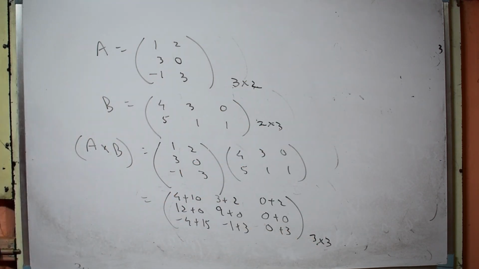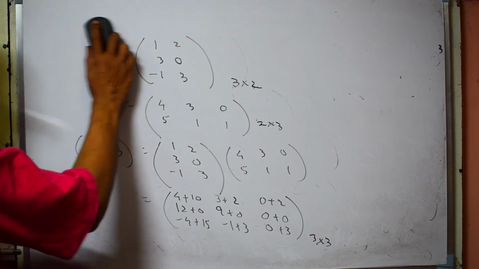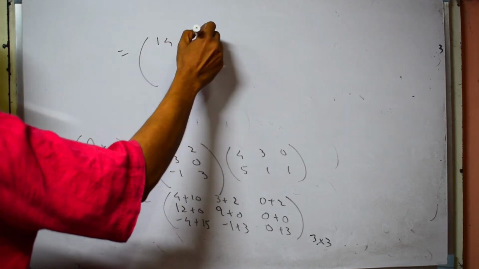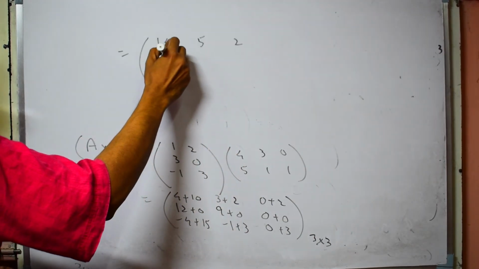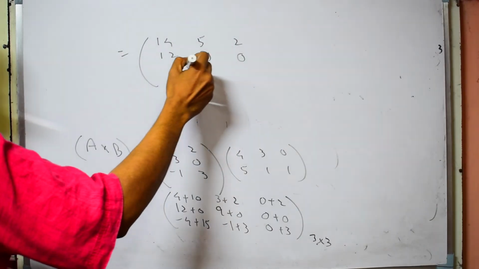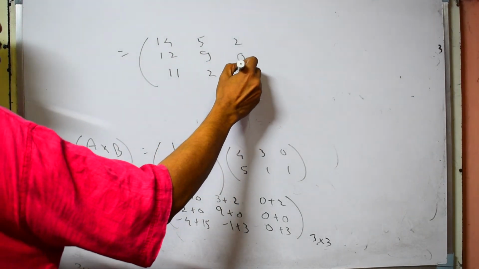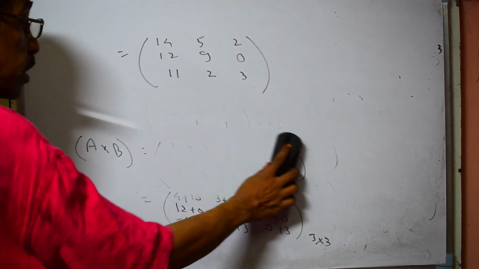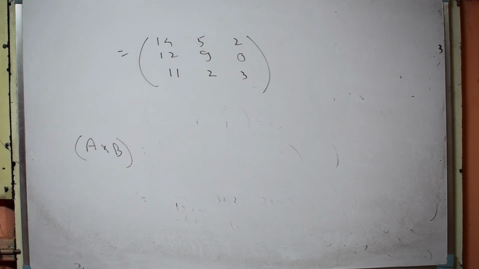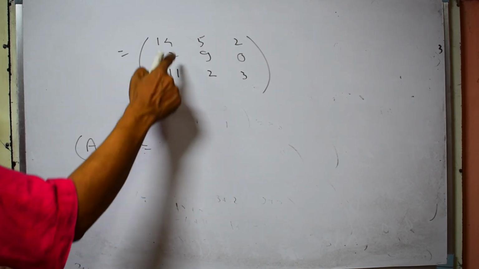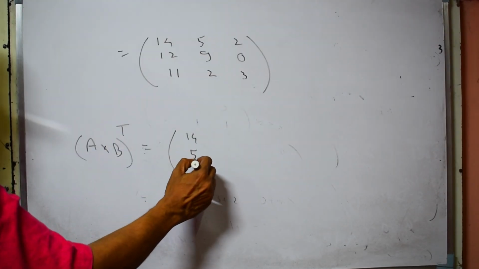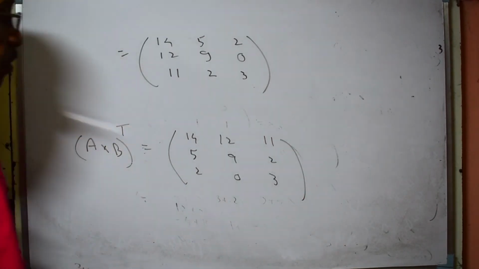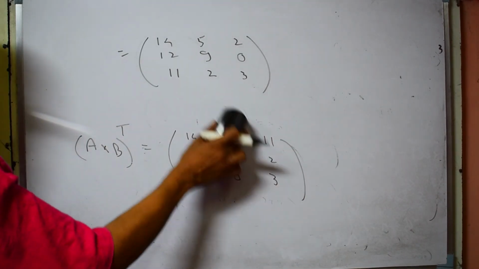So the ultimate answer of this question, the final answer, is 14, 5, 2, 12, 9, 0, 11, 2, 3. But this is not the final answer, because we are discussing what the result is for A into B transpose. So if I transpose it, then the result will not be this one, 14, 5, 2, 12, 9, 0, 11, 2, 3. This is the final result. So this is the idea of matrix multiplication.